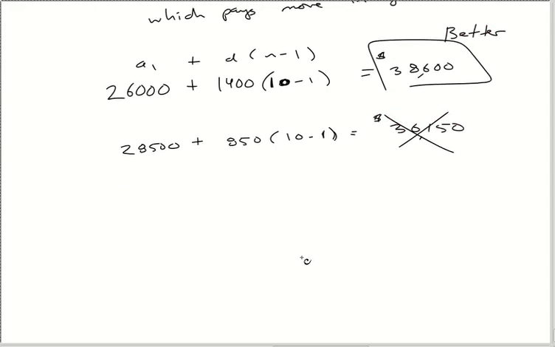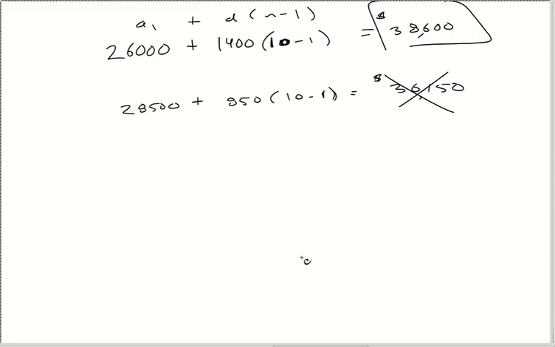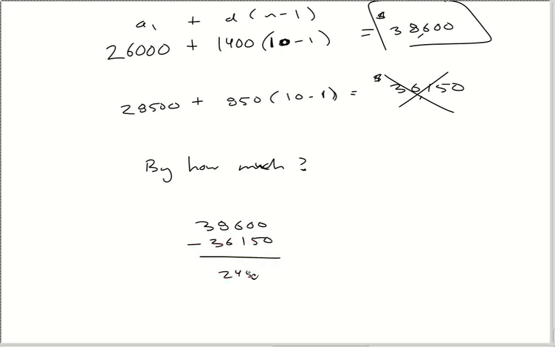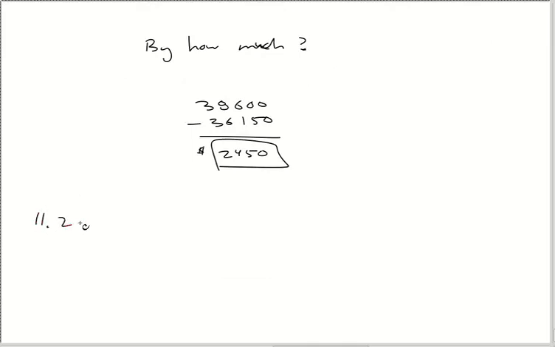And they say by how much. Sorry, this is just a little addendum on my notes here. By how much? And guess what you're going to do? You're going to subtract them. 38,600 minus the 36,150, and we get $2,450 difference. Okay, cool.